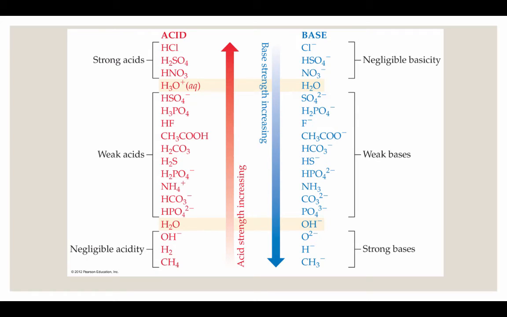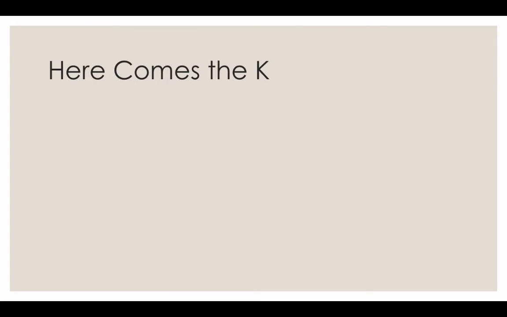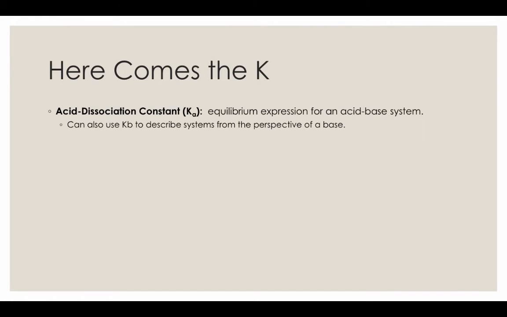It's important to note that strength and weakness is all relative to everything else in solution. Just because we have a weak acid, this does not mean we have a strong conjugate base. It just means that it's on the stronger side as compared to some other bases. Since this is an equilibrium system, we can use a K value to describe it.